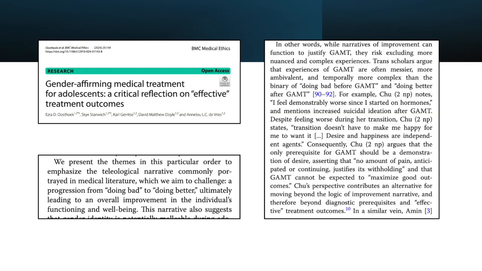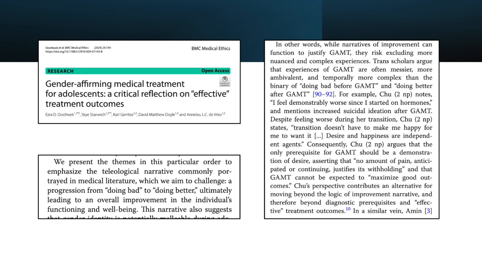So they're going to challenge the narrative that gender-affirming medical treatment, GAMT here, what they call gender-affirming medical treatment, they want to challenge the narrative, right, that these interventions have to be justified via a progression from doing bad to doing better. So this is a major reversal on the part of Dutch researchers and of Annelou de Vries. So what might replace this narrative, where the intervention is intended to move a patient from doing badly to doing better medically? So if you look at the second excerpt there, you can see what they have in mind.